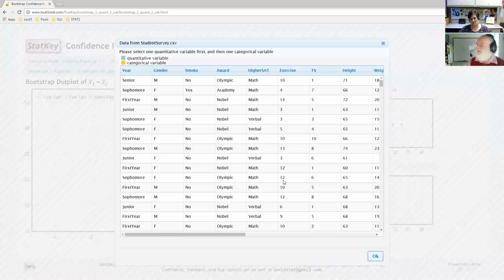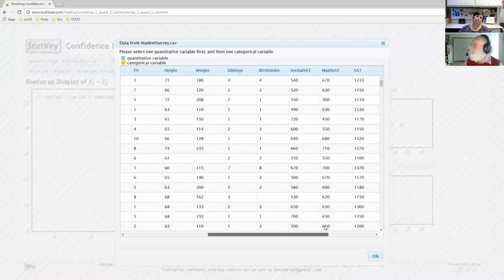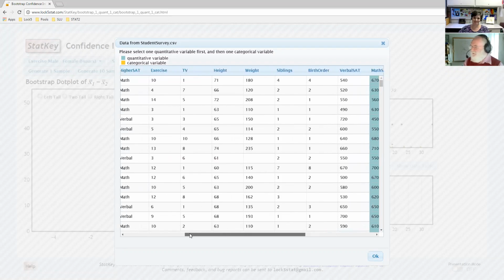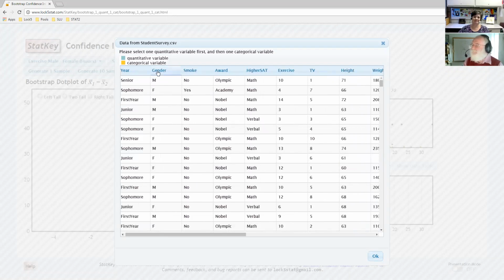I'll bring that into StatKey. Now in this particular case, I want one quantitative, one categorical variable. So I want the math SAT scores, which are sitting here. So I'll highlight that. And I want gender, which is back over here. I'll highlight that. I'm ready to go.